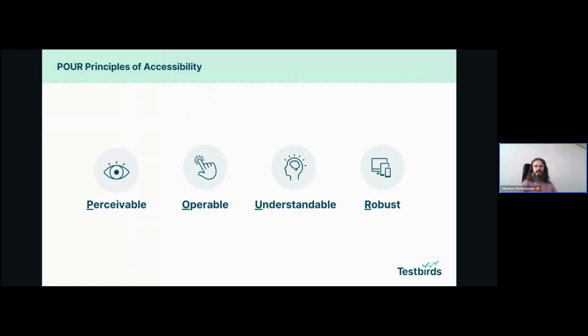So when we look at what makes something accessible, there are four main principles that are important. First one is perceivable. When we look at something, it needs to be perceivable by everyone, right? That means that things like images and videos, as prominent examples, also need to be perceivable by people that are blind or maybe deaf.